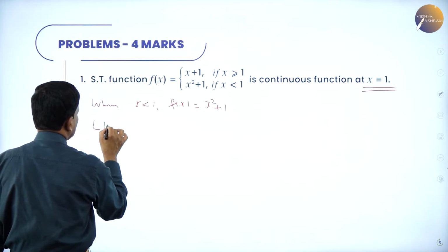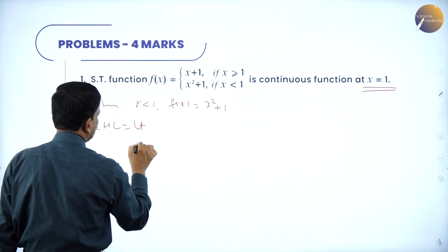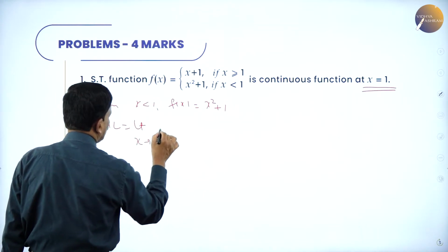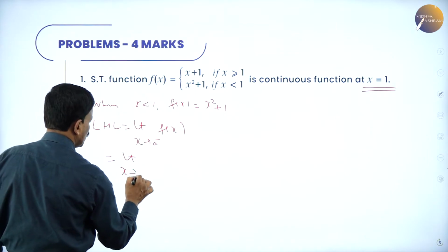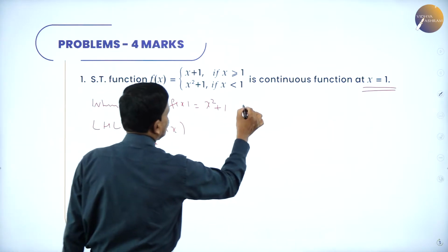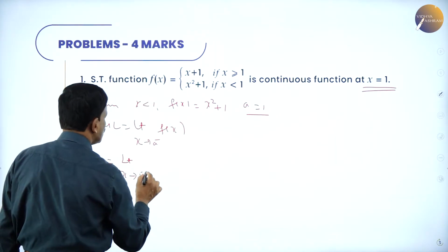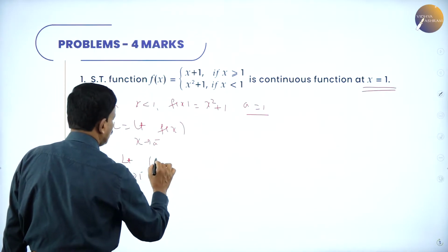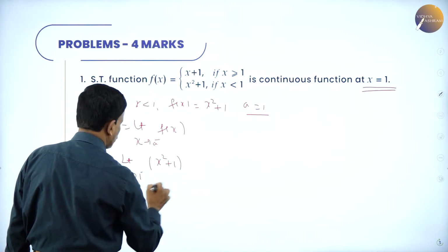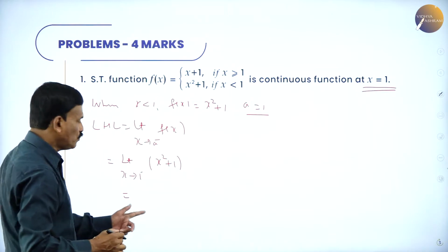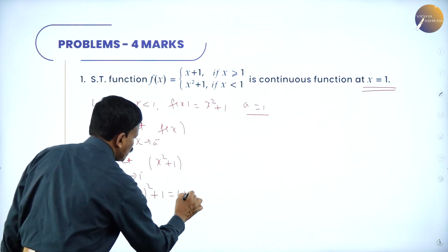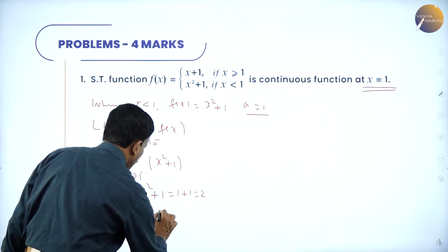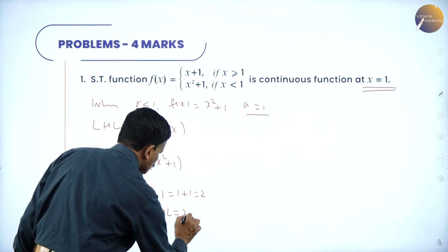Less than means you will get left hand limit, limit x tends to a minus of f of x. So this is equal to limit x tends to, what is a here? Here a is equal to 1 minus of f of x. Functional value f of x is x square plus 1. Now put x is equal to 1. Then this becomes 1 square plus 1, 1 plus 1 is equal to 2. Left hand limit of this function is 2.